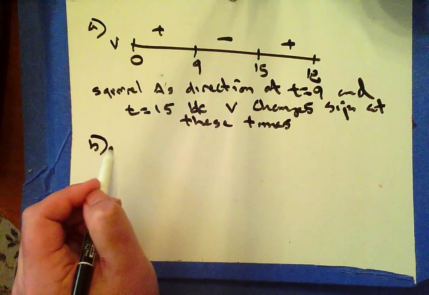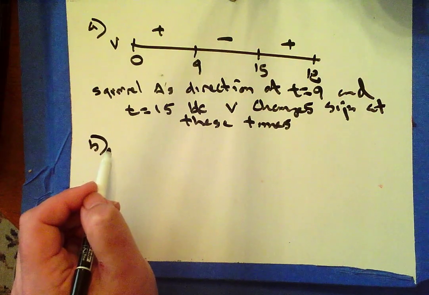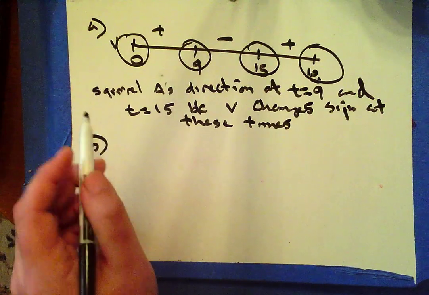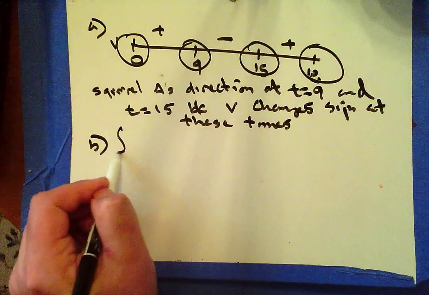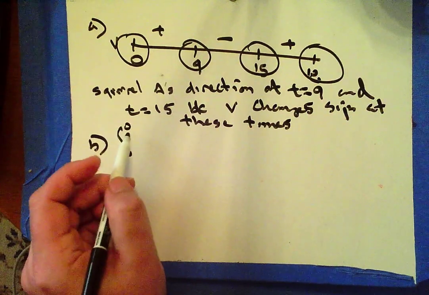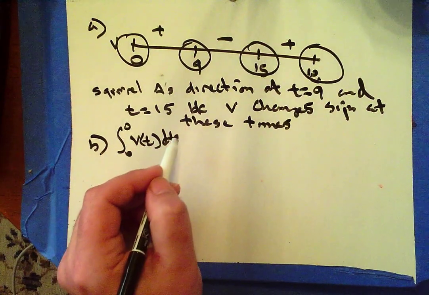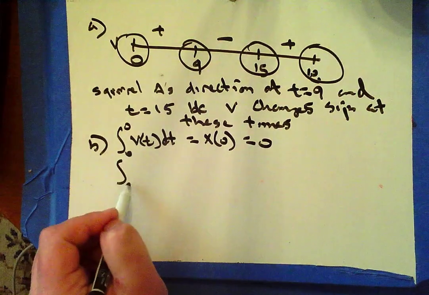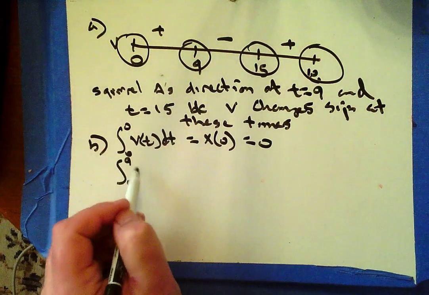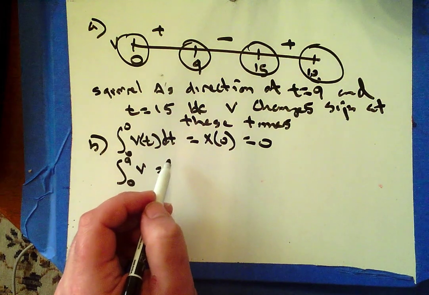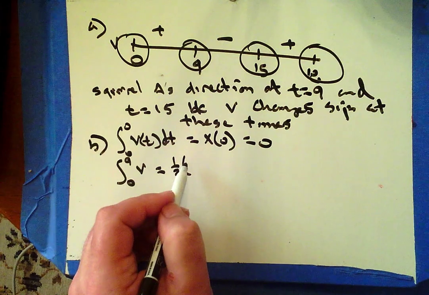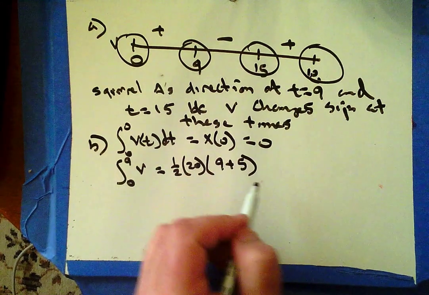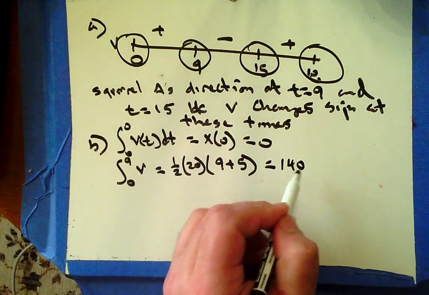Okay, B. At what time is the squirrel furthest from the building? How far from the building is the squirrel at this time? Well, we've already identified some candidates for minimums and maximums, so we need to do the full candidates test here. Our integral from 0 to 0 of v of t dt equals x of 0, which is 0, and the integral from 0 to 9 of v equals, that's 1/2 a height of 20, base 1 is 9, base 2 is 7, minus 2 is 5. And so I get 10 times 14, or 140.